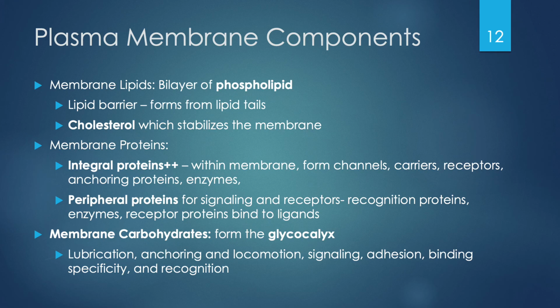So integral proteins include things like channels, carriers, receptors, anchoring proteins that help to anchor a cell in place, and enzymes that catabolize reactions. There are also peripheral proteins that are out, again, at the periphery of the cell, and so they're there for things like signaling to other cells and to create receptors. So recognition proteins are part of this, enzymes can be peripheral proteins, and another important point about peripheral proteins is that the receptors will bind to ligands. So receptors, when they bind with a ligand, will change the actual cellular activity of that cell.